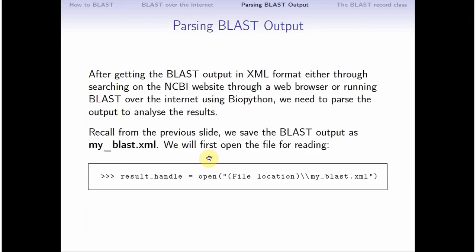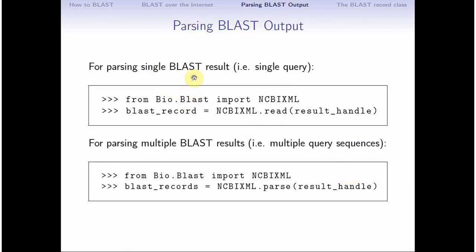Okay, so after getting the BLAST output in XML format, either through searching the NCBI website in a web browser, or running BLAST over the internet using BioPython, which I went through with you in the past few slides, we are ready to parse the output to analyze the result. Of course, because we closed the file just now, let us open the file again. Remember we saved the BLAST output. After that, for single and multiple records, it is the same as what we learned in SeqIO.